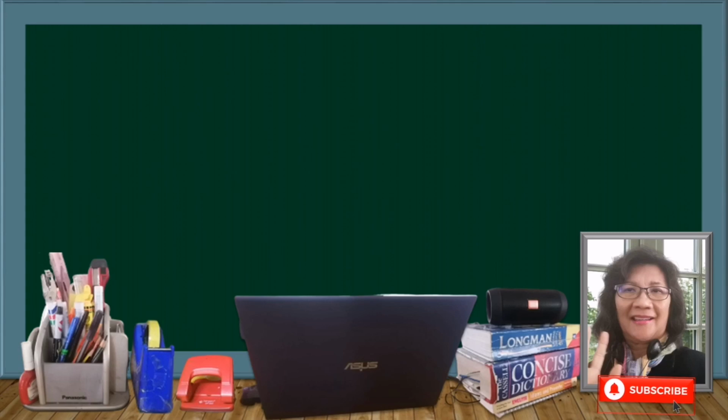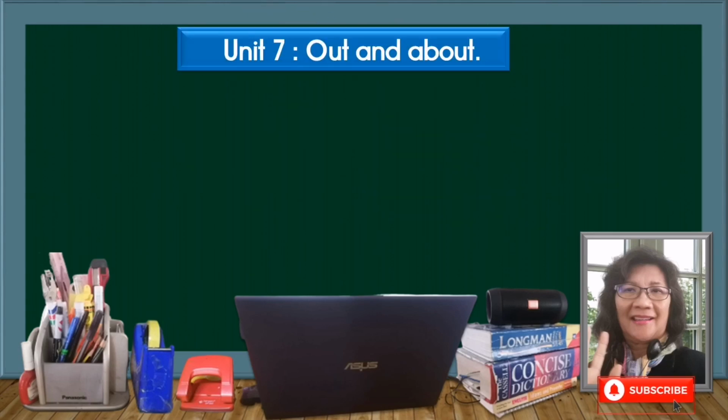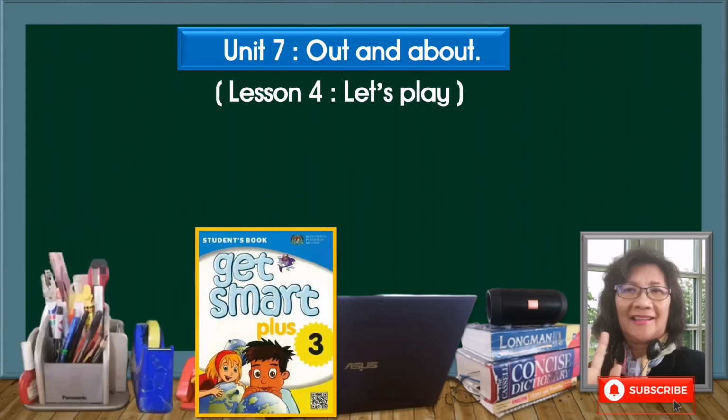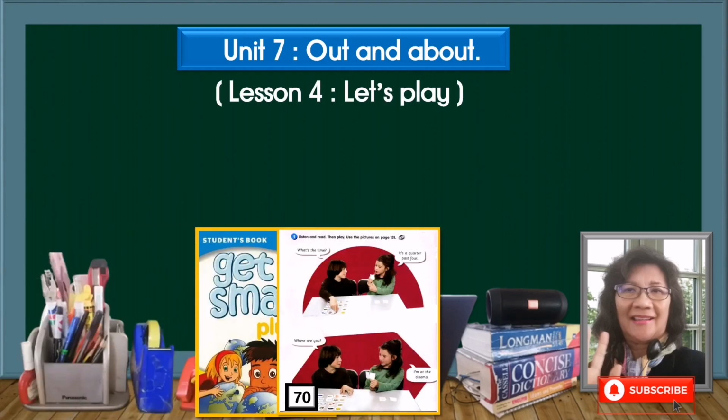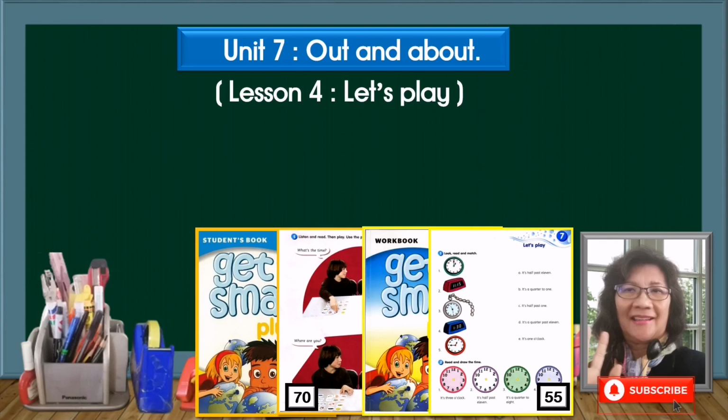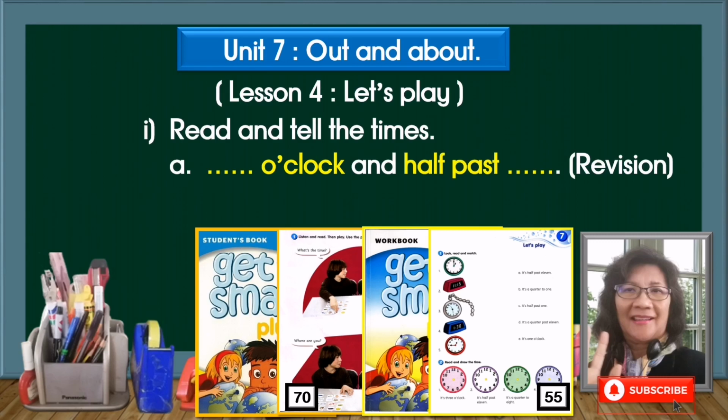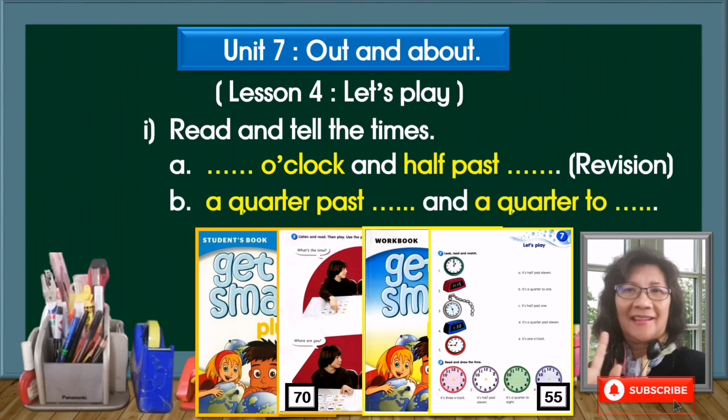Today we shall be looking at Unit 7 again, Lesson 4, Let's Play, in your textbook on page 70 and workbook on page 55. In this lesson, you will learn how to read and tell the times. First, we shall do some revisions on the o'clock and half-past times, and then learn to read and tell the quarter past and the quarter to times. You will also do 2 activities in your workbook. Are you ready? Let's get started, shall we?